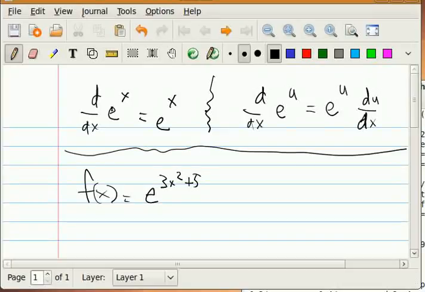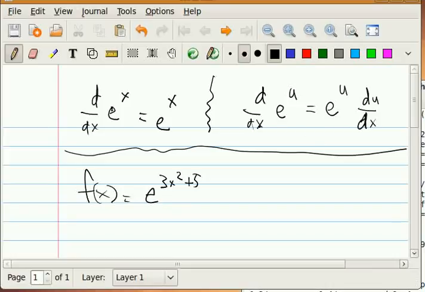Okay, these examples are some practice with finding derivatives of functions related to e to the x. So you see we have two rules here. The derivative of e to the x is e to the x. Of course, that's a nice, pretty easy rule to use. But then a little bit more general one.